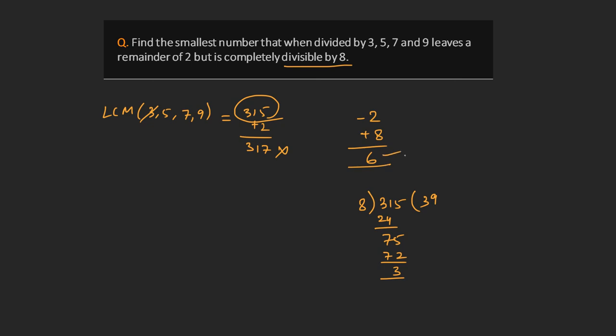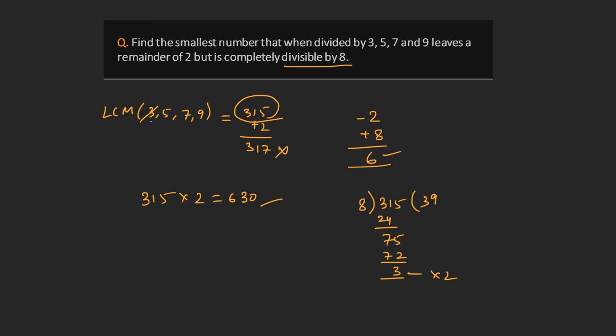But we need 6 to be the remainder. And 6 is 2 times 3. So, the number we are looking for is 315 times 2, 630. Remember, when you double the dividend or increase it by any factor, the remainder also gets increased by the same factor. In this case, from 3, it will change to 6. Okay? So, 630 is the number we were looking for.